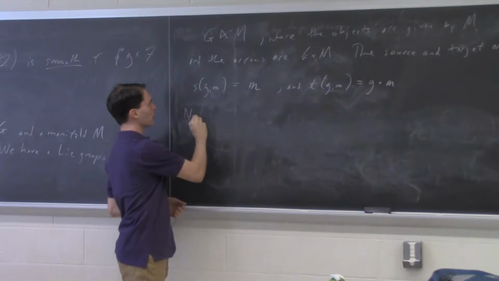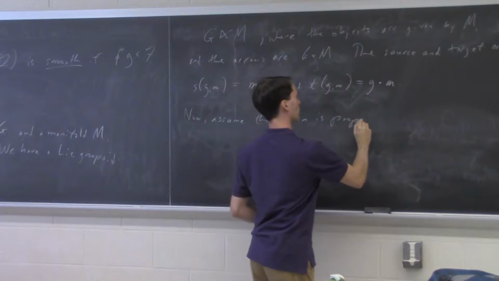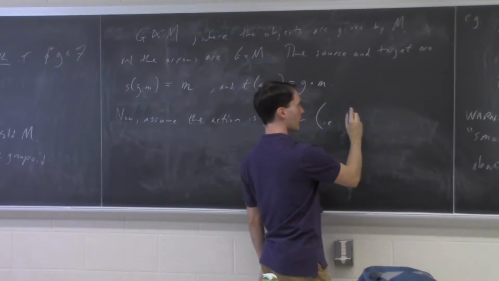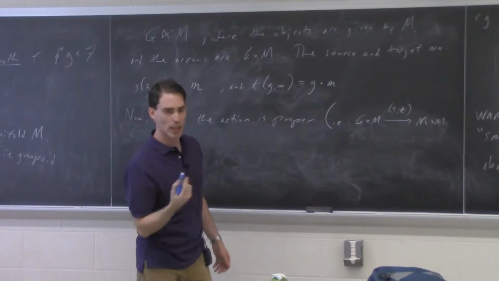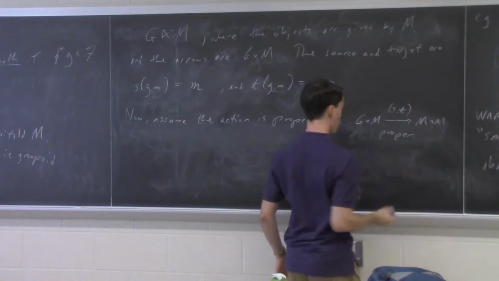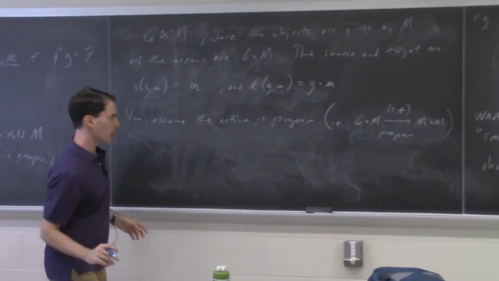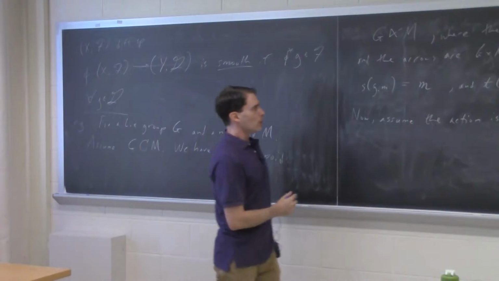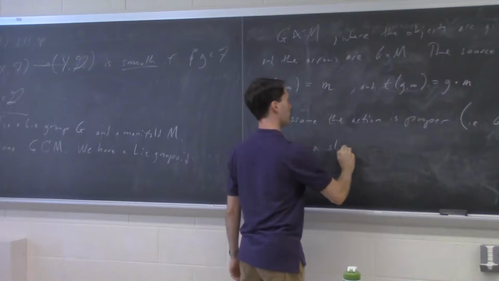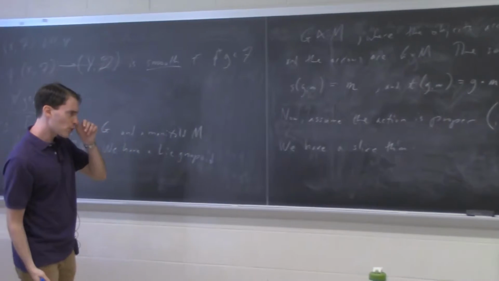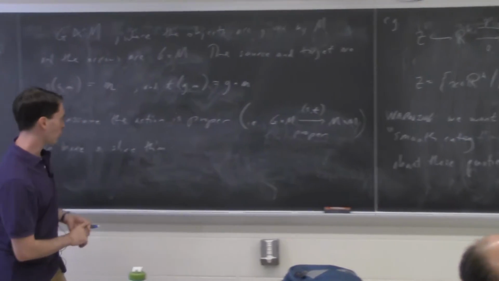Great. So now I'm just going to assume my action's proper just for technical reasons. If you're not familiar with actions, I have the following map. The pair source target has to be proper in the usual topological sense. In particular, all the stabilizers are compact. So assuming this, what do we get? Well, we have a slice theorem. I'm assuming you've all seen a little bit of group actions before, a little bit of differential topology. But if not, here's a crash course in it.